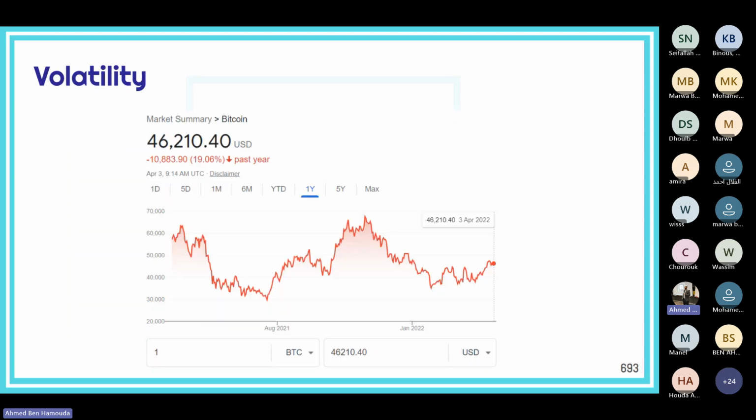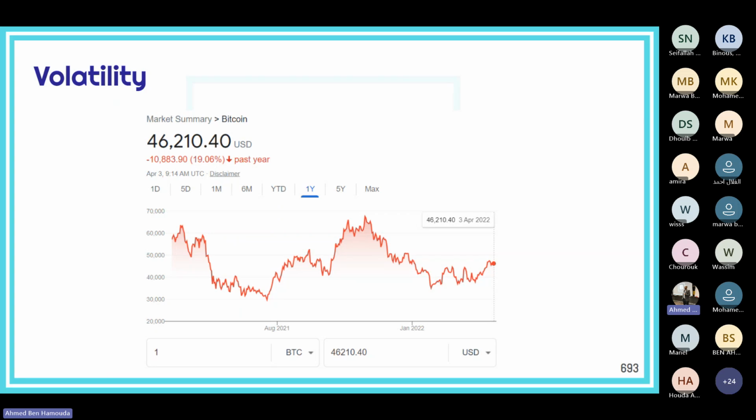For example, when we're talking about Bitcoin, as a cryptocurrency, Bitcoin is really very volatile. One day it's worth this amount of money against the dollar. The next day, or sometimes the next month, it is way higher or way lower.